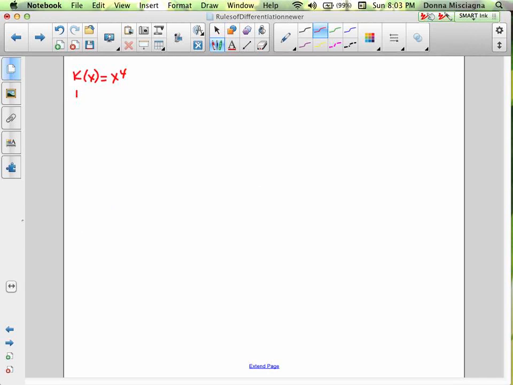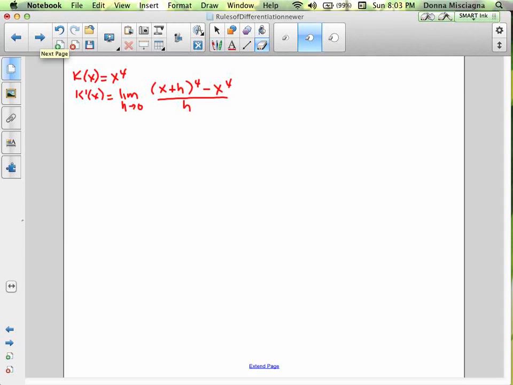So we have k prime of x is the limit as h goes to 0 of x plus h to the 4th minus x to the 4th, all divided by h. I think I have enough space on it if I just, actually, you know what, I have this whole page. I don't really have to cram it in. So k prime of x equals the limit as h approaches 0.